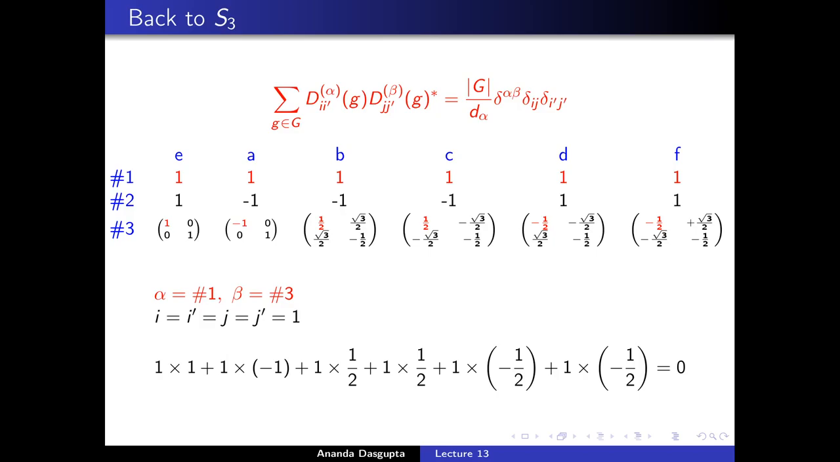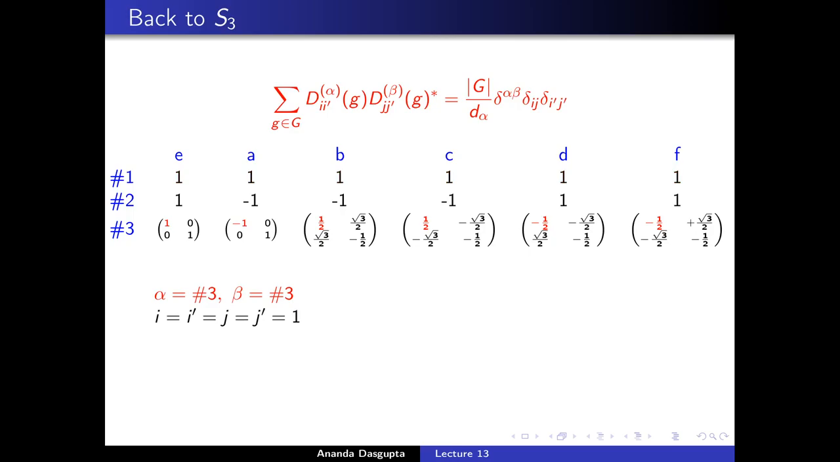So to continue with the two-dimensional example, let's choose both alpha and beta to be our representation number 3, the two-dimensional representation. Now, of course, I have several choices for I prime, j and j prime. In fact, each of them can take values of 1 or 2. So there are 16 possible choices here. I've just chosen once again to take I and I prime as well as j and j prime all equal to 1. That is, I'm talking of the 1-1 element of the matrix.